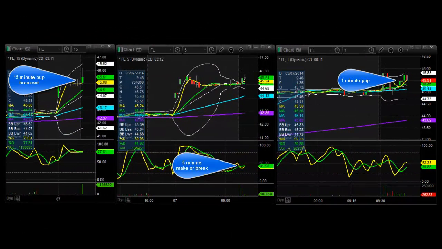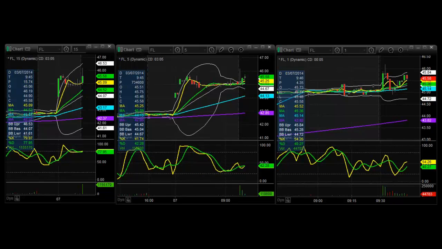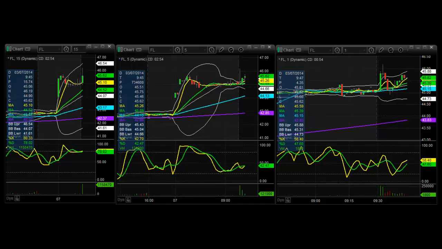All right, we're watching Foot Locker here, symbol FL. After the open, in a wet climate, the 1 minute's got a pup, 5-minute make or break, and look at the 15-minute chart. It's got a beautiful looking 15-minute pup breakout. Now the 1 minute stochastics cross back up. Notice we're trading right around that Stinky 5's upper range, 45.62. Stinky 5's 45.60, 50, and 40.